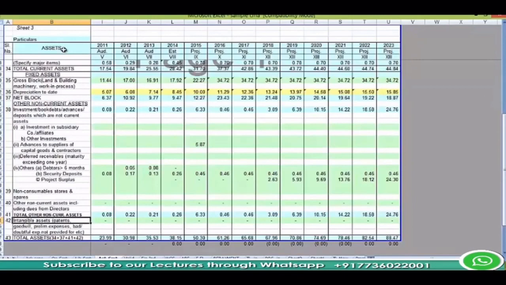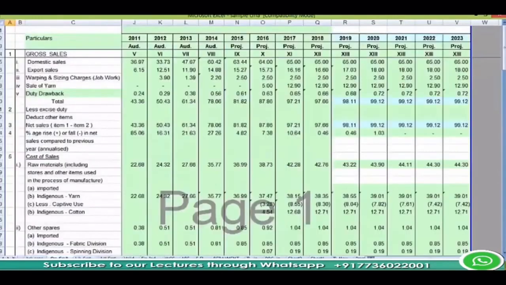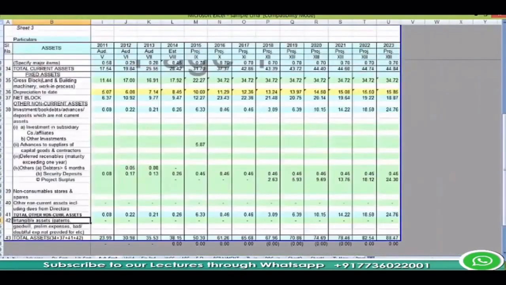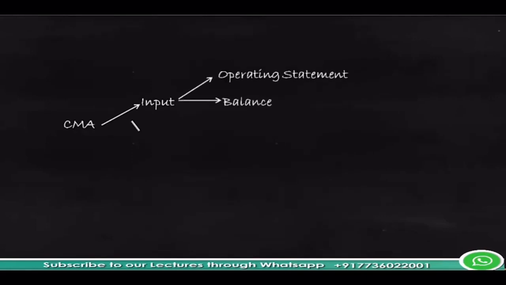So I have shown you how a typical CMA will look. Out of these various sheets, only these 3 sheets are input sheets. If we feed data into these 3 sheets, there will be outputs in many other sheets as well. Let us focus. By now you would have understood that in CMA, input has to be given from 2 statements. One is the operating statement and the other one is the balance sheet. Balance sheet means basically the asset statement and liability statement. But if this input is given, then that CMA would give various outputs. What are the outputs? The first output would be a sheet called financial ratios.